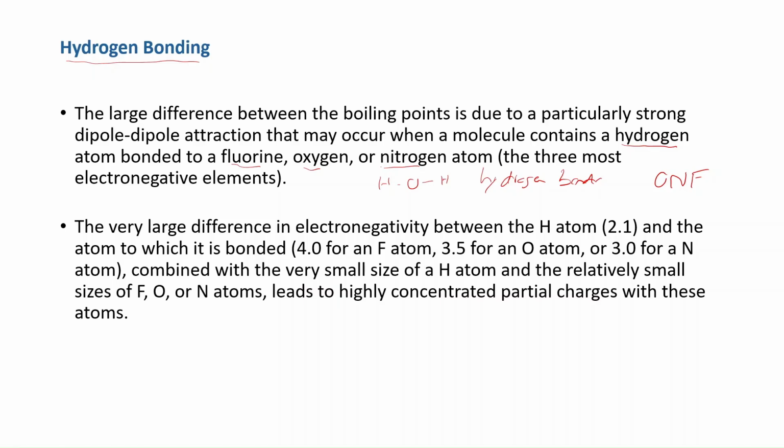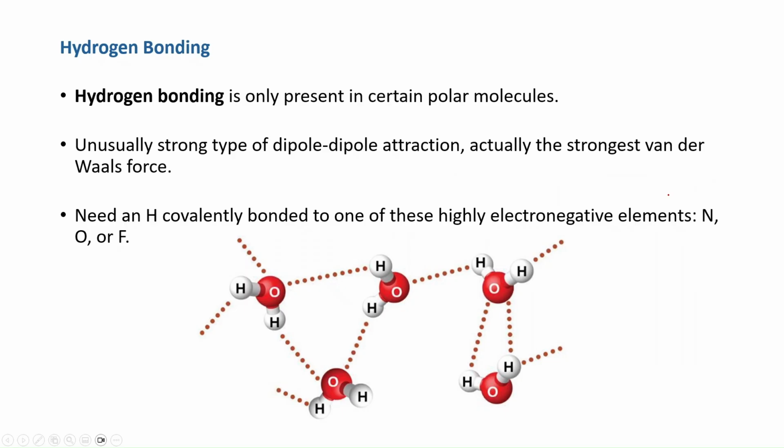Basically, the idea of the hydrogen bond is you have a very large difference in electronegativity between the hydrogen and whichever atom it's attached to, and also both the hydrogen and the other atom are very small, so it leads to very highly concentrated partial charges. That's what causes hydrogen bonding to be so strong. And once again, the water molecule does have hydrogen bonding, this one doesn't, so that explains the difference.